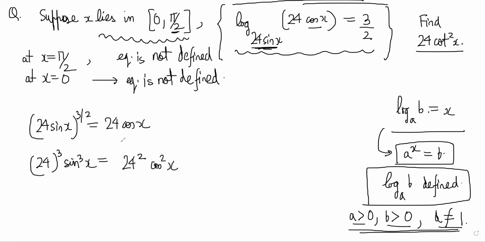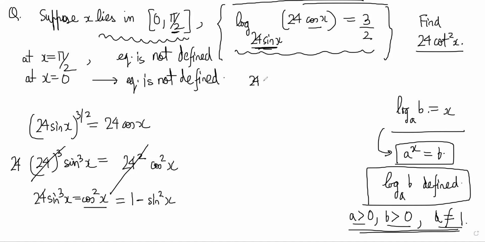You can do whatever you want to. What are we trying to do? We are trying to convert it into an equation, right? 24 square you can cancel, and I'll write it like this: 24 sin cube x is equal to cos square x, right? I will just simply write cos square x as 1 minus sin square x. That's all.